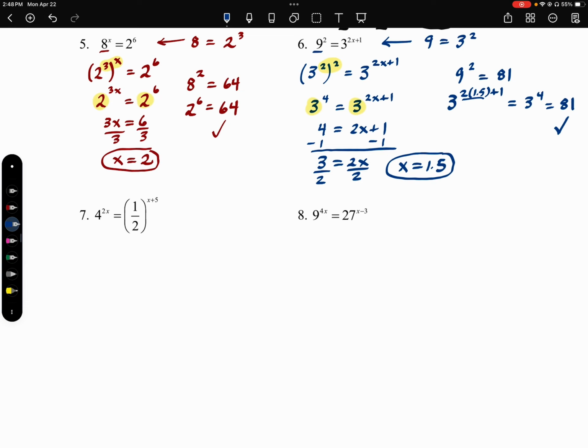Let's move on to number 7. Now, number 7, to me, is the hardest one on here. We have not discussed when we have a fraction or something like that on here. So let's go ahead and do that right now. So our problem is 4 to the power of 2x is equal to 1/2 to the power of x plus 5. So we need to be able to rewrite these. Now, I don't know that I can write 4 as base 1/2, but we can change both, okay? So we're going to change both into base 2.